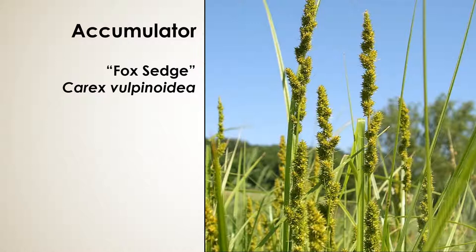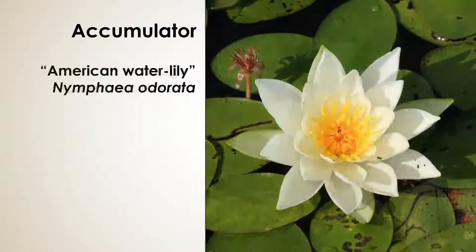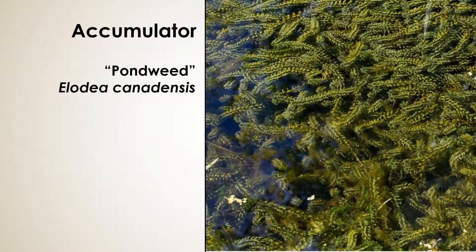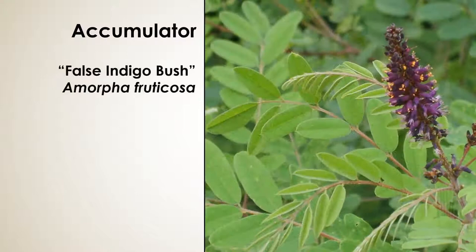Here's Carex vulpinoidea, fox sedge, American water lily, pondweed, common duckweed, and false indigo bush. This is a great one for pollinators, Amorpha fruticosa. Beautiful species, likes wet feet, moist soil, inundation, accumulator of copper.